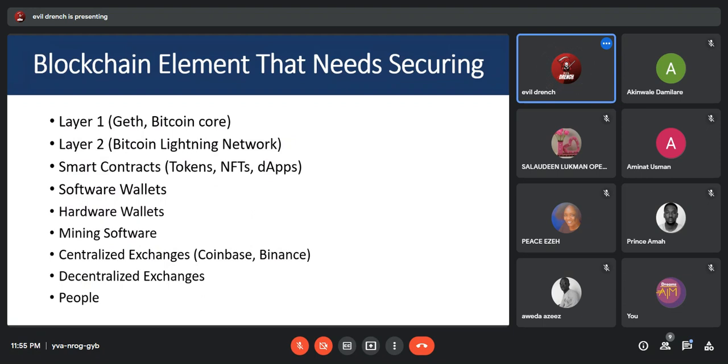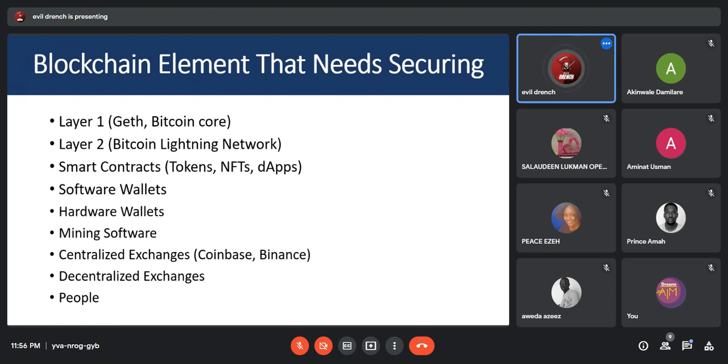So, blockchain elements that need securing. We have layer one, that is Geth. Go Ethereum is a client that you can use to run your local blockchain, right? And we have Bitcoin Core too. Those are layer one, the underlying networks themselves. Then layer two, which is the Lightning Network, is an overlay network on top of layer one. Layer two is typically focused on scalability.